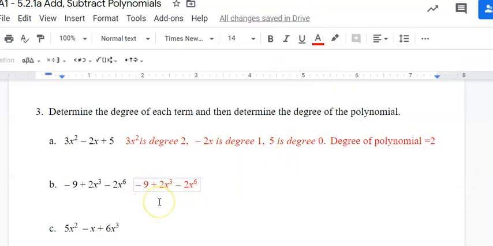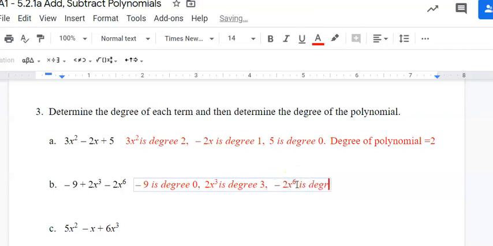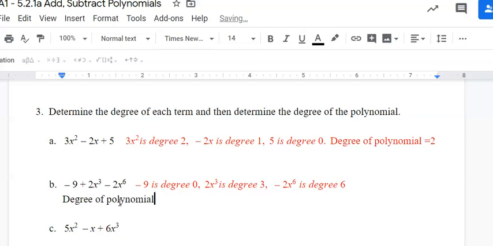All right, so -9. There is no variable on it, so it's degree 0. 2x to the 3rd. I'm going to take off the plus because I don't really need that, but the 2x to the 3rd is degree 3 because the exponent on the variable is the 3. And the -2x to the 6th, that is degree 6. So the degree of the polynomial, let's put that down here. Degree of polynomial is degree 6 because the highest one was 6.